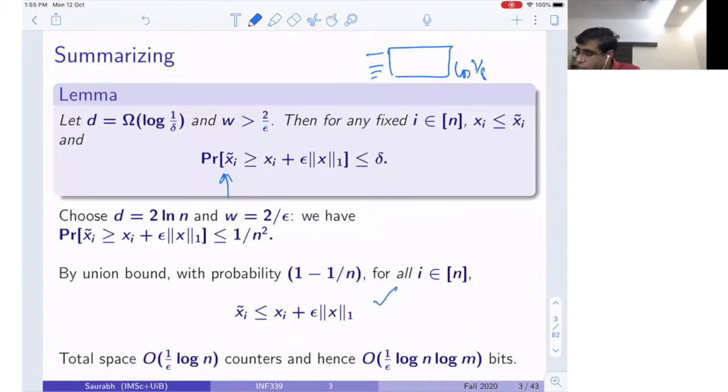So the total space this algorithm takes is 1 over epsilon times log n counters, and the amount of storage you need per counter is, if the length of the stream is m, log m bits. This is the storage for count min sketch.